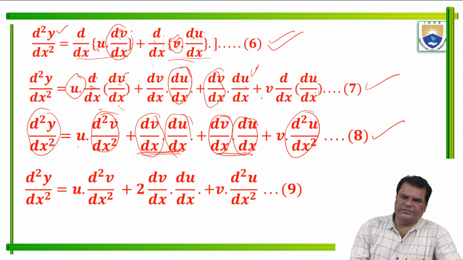These two terms are the same, this term and this term are both the same. So this is twice. So d2y/dx2 equals u d2v/dx2 plus twice dv/dx into du/dx plus v d2u/dx2, the second derivative of u. This is equation 9.